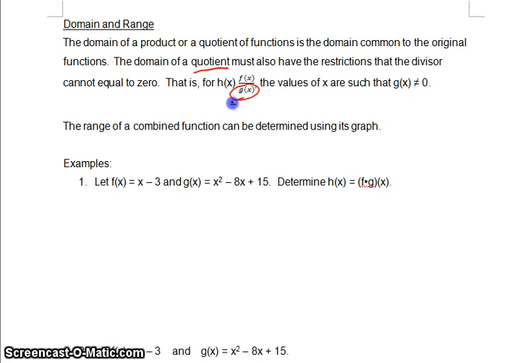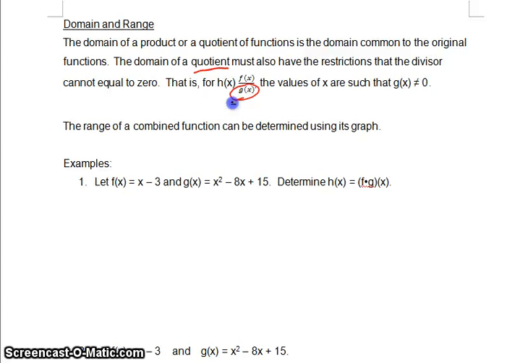So if I could just state that again, for h of x, when we have f divided by g, we want to know when that g of x function is not equal to 0. That's your non-permissible values. And just like last lesson, the range of a combined function can be determined using its graph. It's a lot easier to just graph it. It'll save you some work and some guesswork. So you're better off just to graph it. It's a lot easier to see that way.